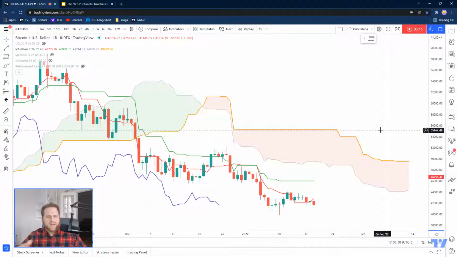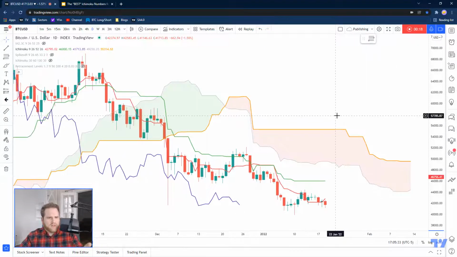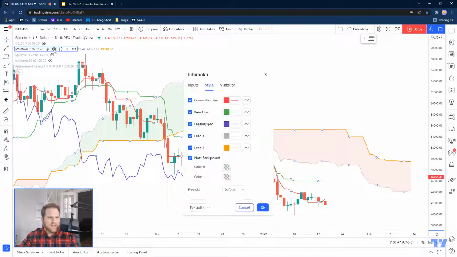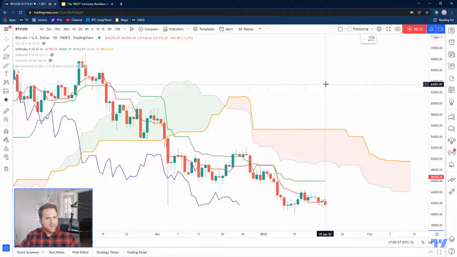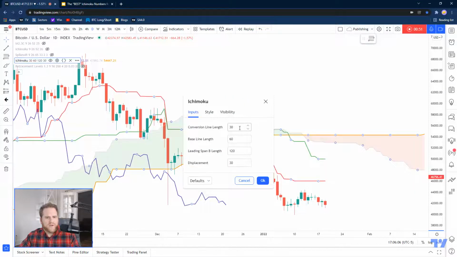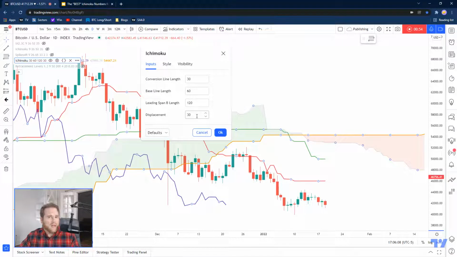Ichimoku is an indicator set available on pretty much every platform that looks a little something like this. It's well defined by the cloud and different lines. These are not moving averages, but the numbers that these lines are based on are how you set up the indicator. Basically, like so. You go into the inputs, and the classic settings are going to be 9, 26, 52, 26. In the cryptocurrency world, there is the notion that there are better numbers that are more appropriate for cryptocurrency. And those are going to be the numbers 30, 60, 120, and 30.